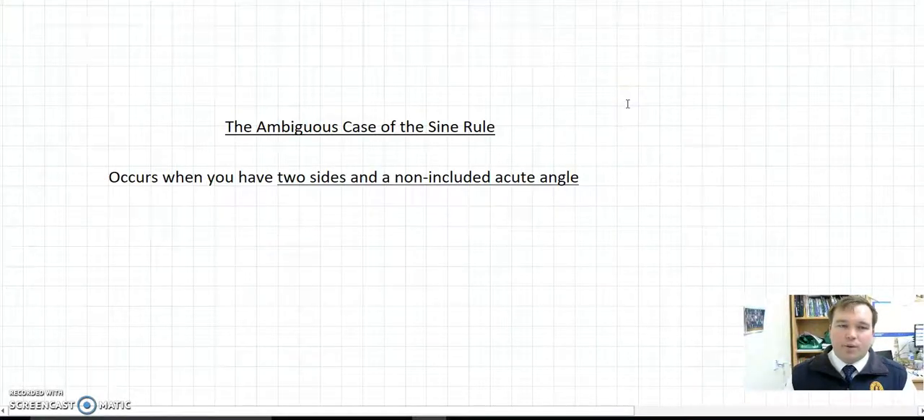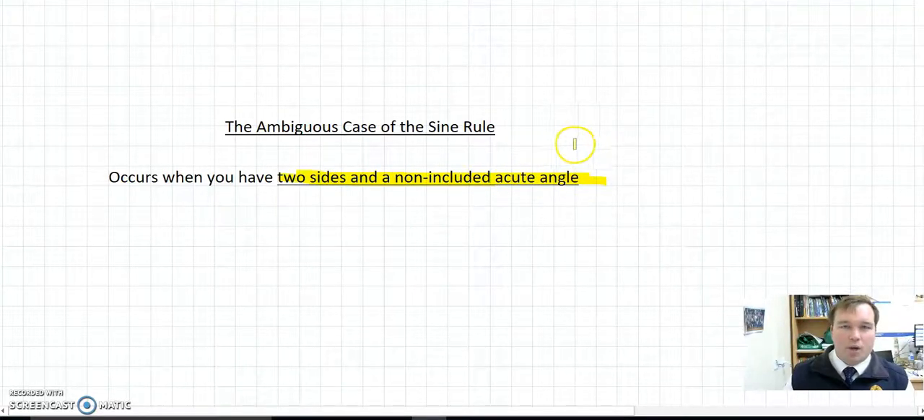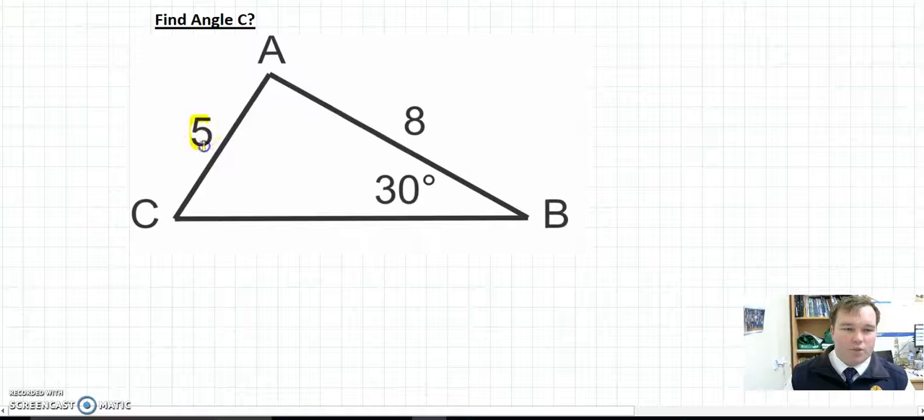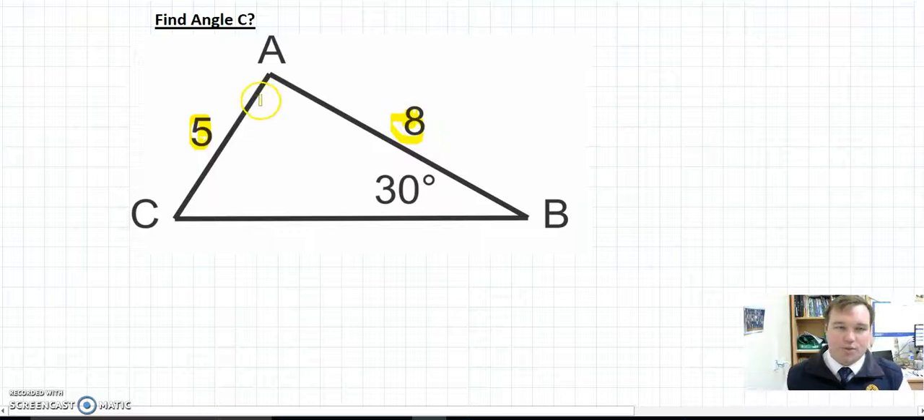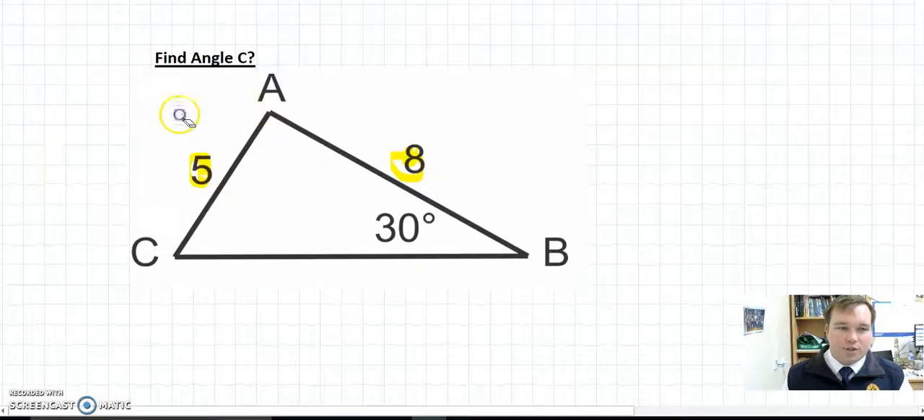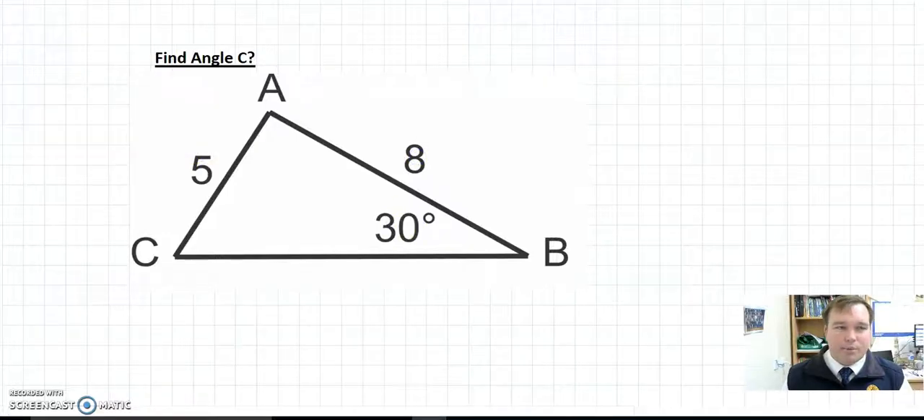For this short video, we're going to look at the ambiguous case of the sine rule. This occurs, or has the potential to occur, when you have two sides and a non-included acute angle. What I mean by that is when you have two sides and you're given an angle that is acute, meaning it's less than 90, and it's not between the two sides. Right? So what we're looking at here is a setup for a possible case of the ambiguous case of the sine rule. Now, ambiguous means there's more than one answer.